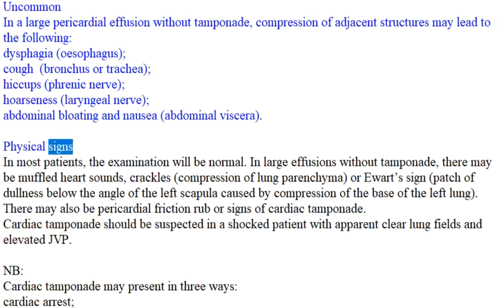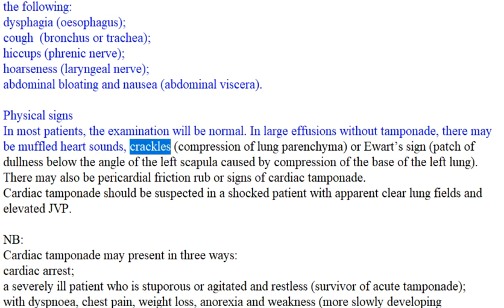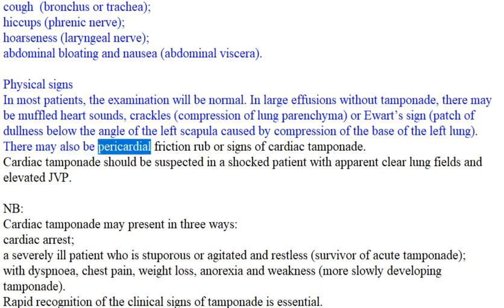Physical signs. In most patients, the examination will be normal. In large effusions without tamponade, there may be muffled heart sounds, crackles, compression of lung parenchyma, or Ewart's sign, a patch of dullness below the angle of the left scapula caused by compression of the base of the left lung. There may also be pericardial friction rub or signs of cardiac tamponade.